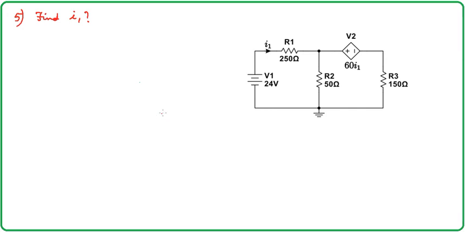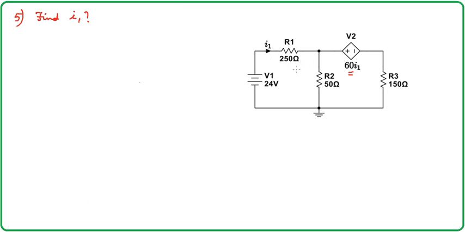Hi friends, this is the fifth problem in network analysis techniques or network reduction techniques. So here we need to find current I1. Of course, this is a dependent source, so we have to do it carefully. This is a voltage source of 24 volt. It is feeding the current I1 and we need to find this I1 only.